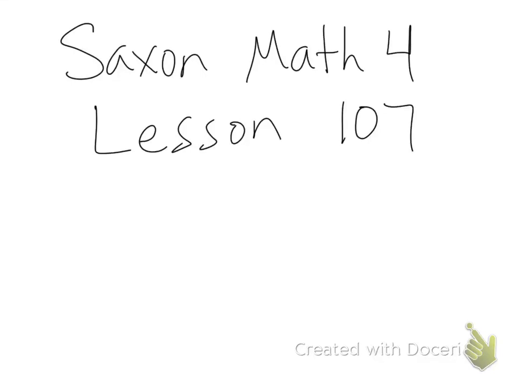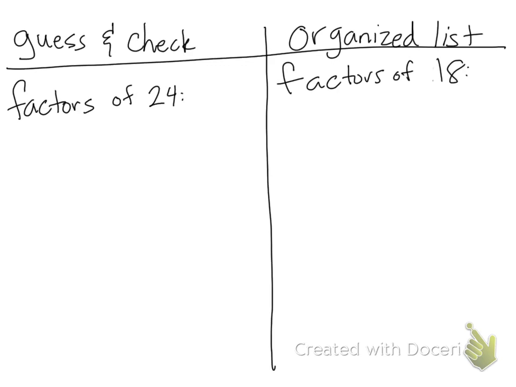Hi, today's lesson is lesson 107, identifying the factors of a number and identifying the greatest common factor of two numbers. So remember, the way we can find the factors of a number and the greatest common factor of two numbers, because this can help us simplify fractions. So remember, a factor is the numbers we multiply together in a multiplication problem.